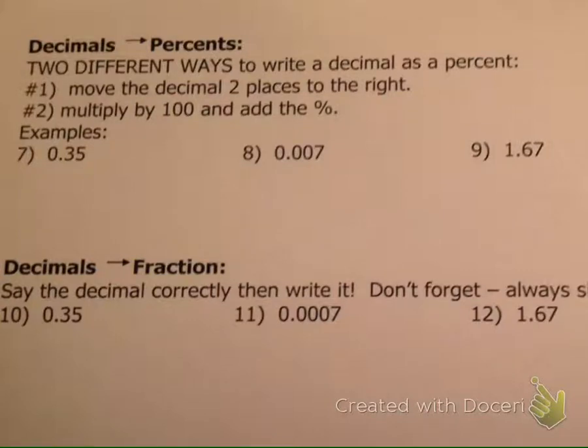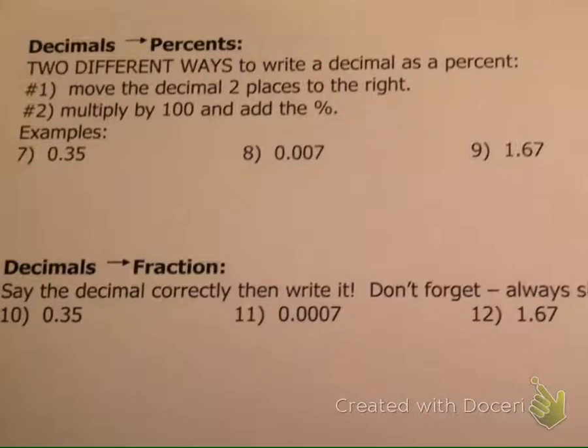Now we're going to convert a decimal to a percent. 2 different ways. You can move the decimal 2 places to the right. Where's your percent symbol always written? It's always on the right-hand side of the number. That's how you could remember to change a decimal to a percent. You can move the decimal 2 places to the right and then just add the percent symbol. Or you can multiply by 100 and add the percent symbol.